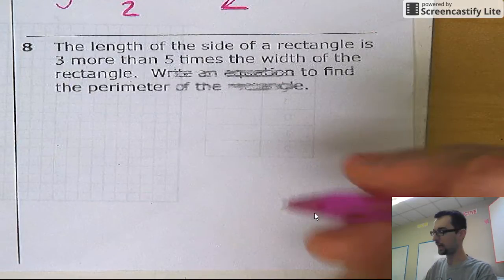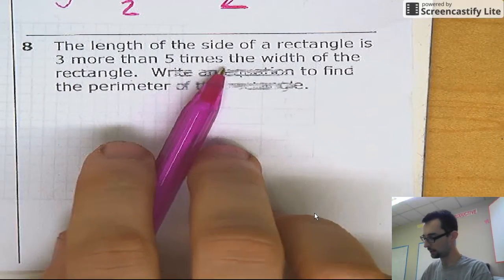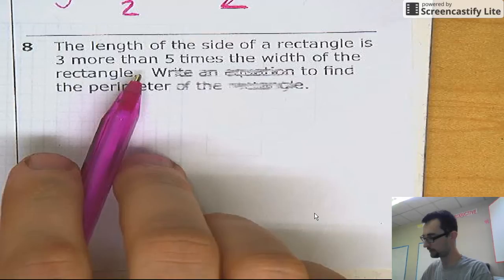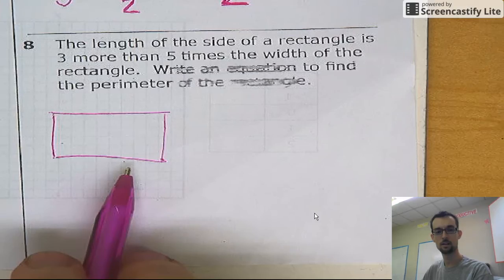Okay, I'm going to draw a rectangle. The length is 3 times more. No, it's 3 more than 5 times the width. That's confusing. All right, let's just draw a rectangle. I don't know what it is. There's my rectangle. All right. And this is my width right here. This is my length. Right?